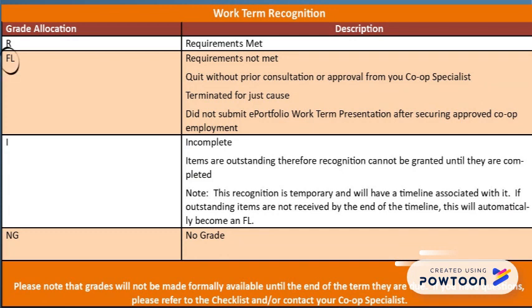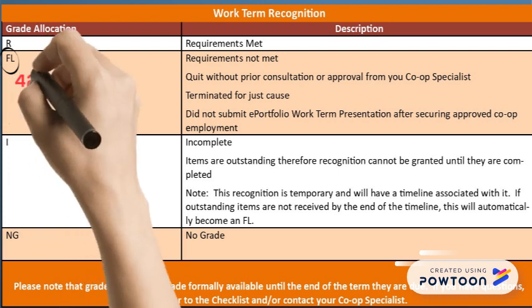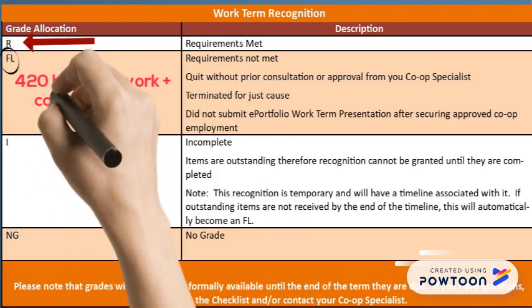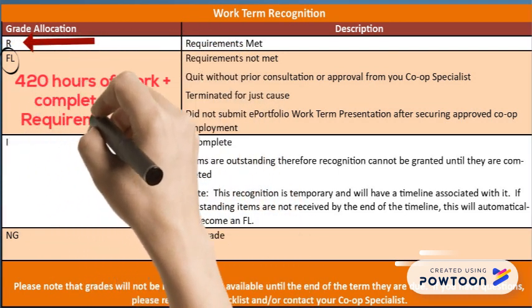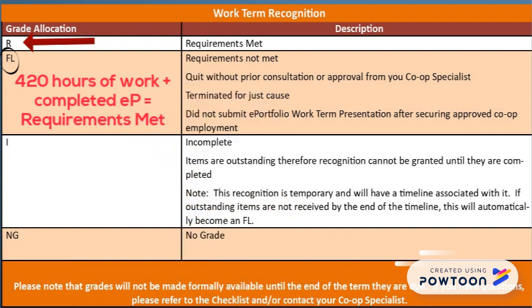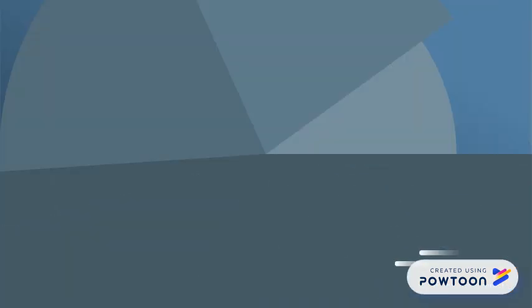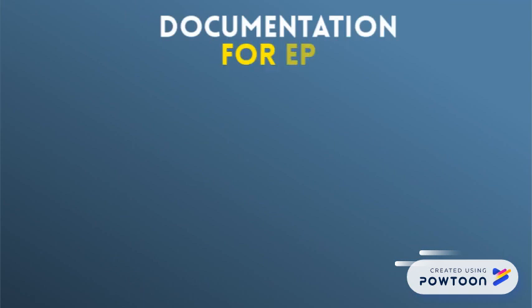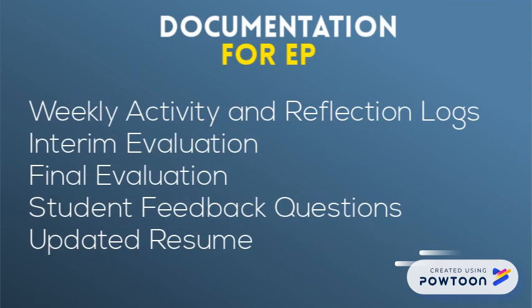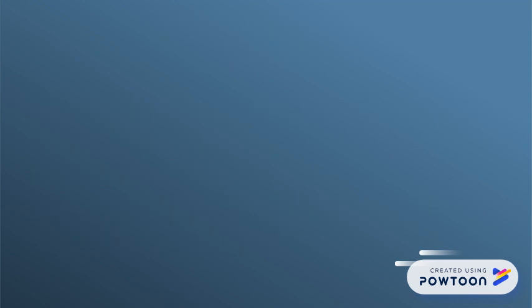Students receive a failure if they are dismissed from a co-op position with just cause or fail to submit the EP. Students are required to obtain 420 hours of work plus submit the EP for a co-op credit, and it must be submitted after each 4-month work term, even if they remain with the same employer for multiple terms. Documentation that must be included in the EP is weekly activity and reflection logs, an interim evaluation, a final evaluation, student feedback questions, and an updated resume.